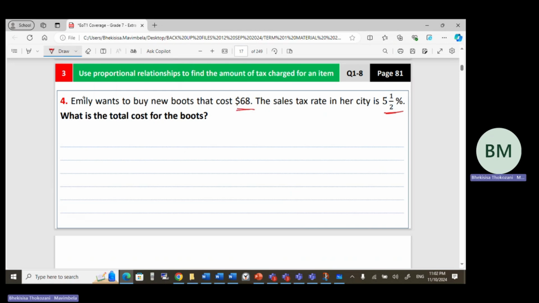So Emily wants to buy new boots that cost $68. The sales tax rate in her city is 5.5%. What is the total cost?